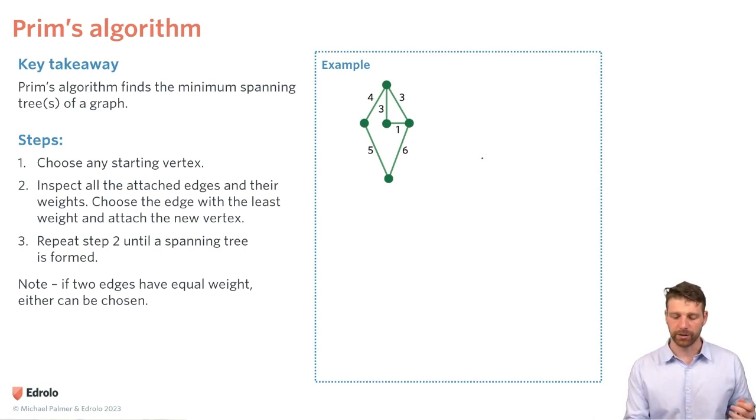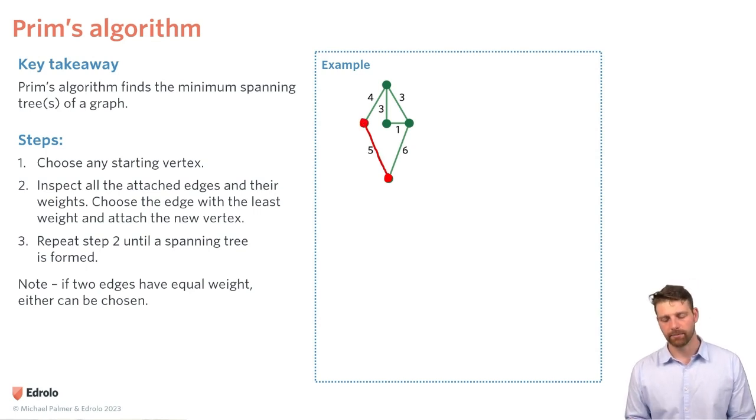All right, so I'm going to do it here, and I can start anywhere I want to. So I'm going to start at the bottom vertex today, but I could choose any of them. And I'm just going to inspect all the edges that are attached to that vertex. I can see it's 5 and 6, and 5's lower. So I'm going to choose that one and connect it to this vertex.